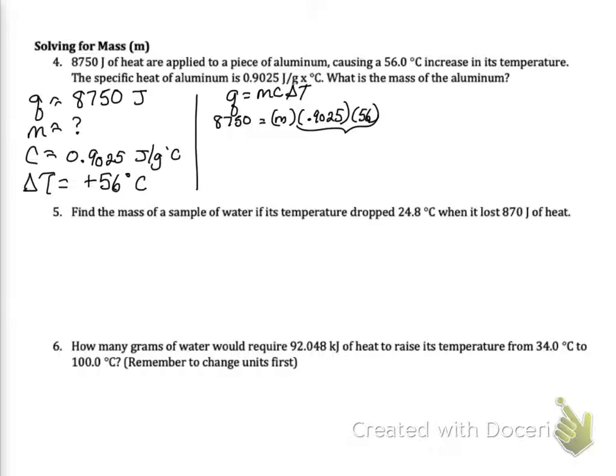So let's multiply the 0.9025 times 56, and I get 50.54 equals 8,750. And then to get that by itself, I'm going to divide both sides by 50.54. And I get a mass of 173.1, and the unit for that is going to be grams.